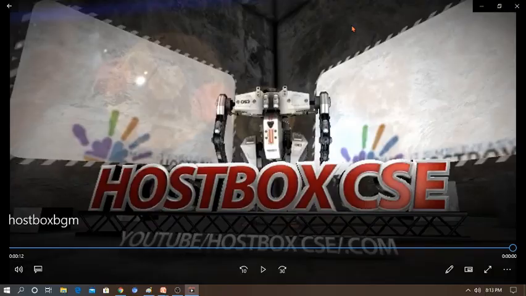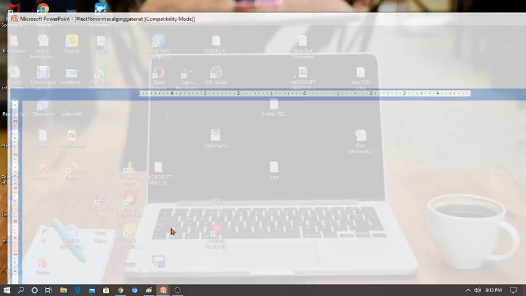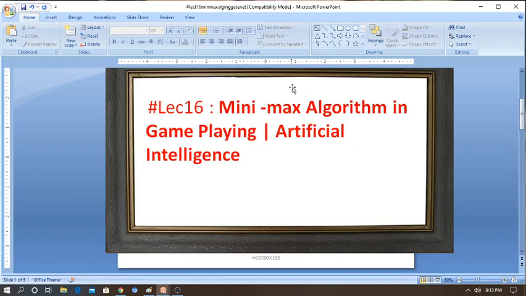This artificial intelligence tutorial is helpful for those who want to write UGC NET, some college as well as university level exams also. Today we are going to see the topic called minimax algorithm in game playing.